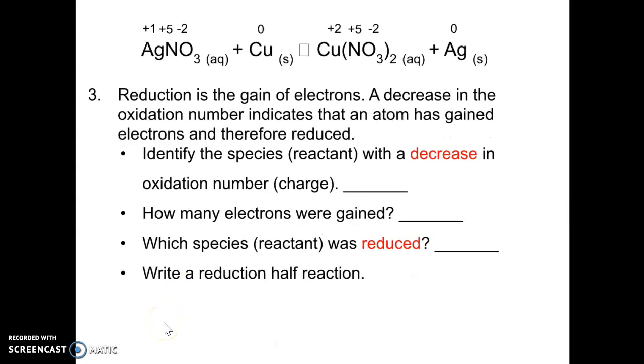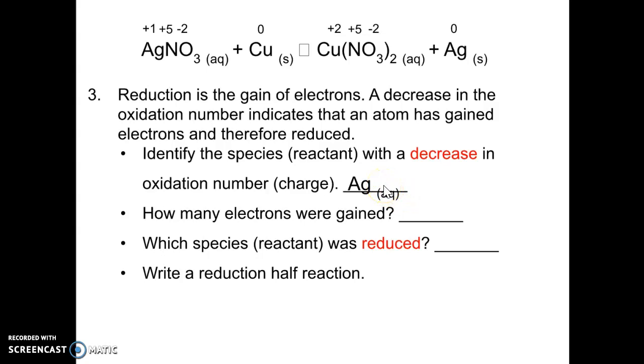Okay, let's try the reduction side. Identify the species with a decrease in oxidation number. So we already said nitrogen staying the same, copper is being oxidized, can't be copper. Silver, however, is going from +1 to 0. So it is the thing decreasing in oxidation number. So on the reactant side, silver is represented as aqueous. So we're writing silver aqueous.